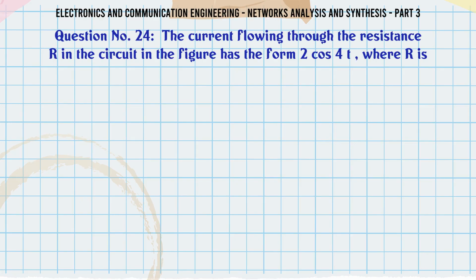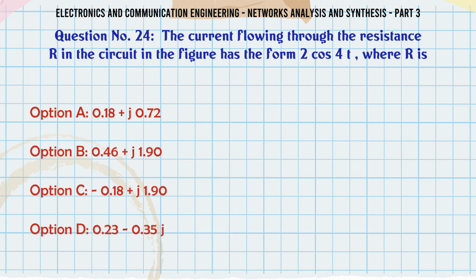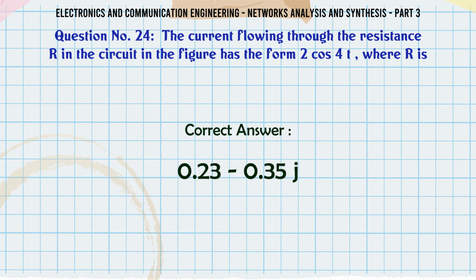The current flowing through the resistance R in the circuit in the figure has the form 2 cos 4t, where R is: A 0.18 + j0.72, B 0.46 + j1.90, C 0.18 + j1.90, D 0.23 + j0.35. The correct answer is 0.23 + j0.35.